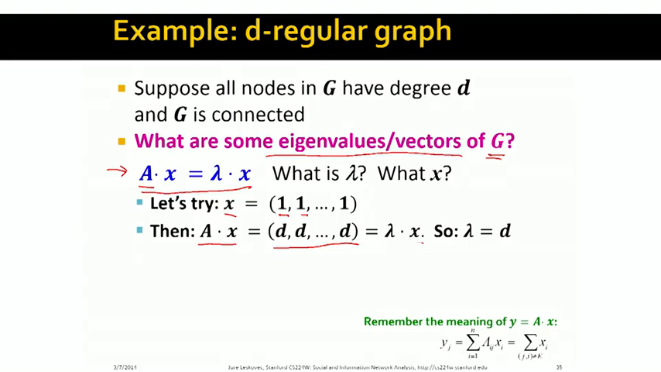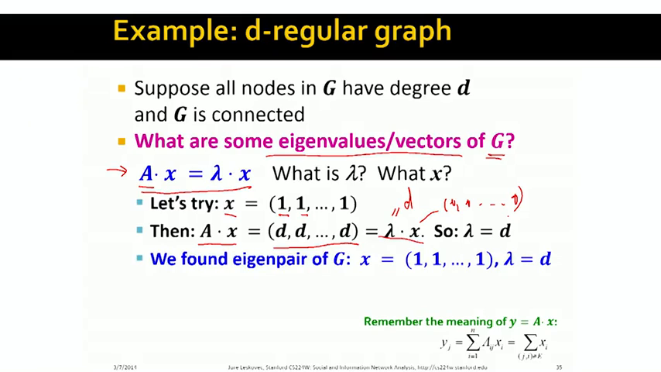So now we basically solved our eigenvalue problem, because this is lambda times X, where lambda equals d, and X is a vector of all ones. So we have just solved our eigenvalue problem, and what we have learned is that we found an eigenpair of our adjacency matrix A of graph G: X, a vector of all ones, is an eigenvector, and the corresponding eigenvalue is lambda with value d.